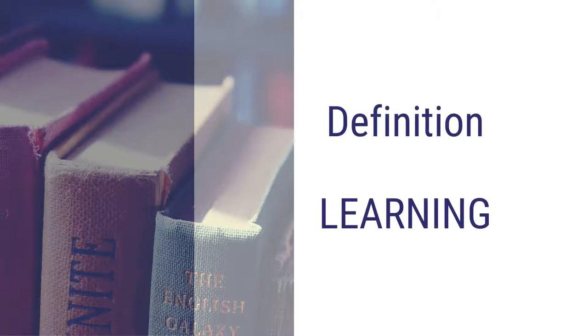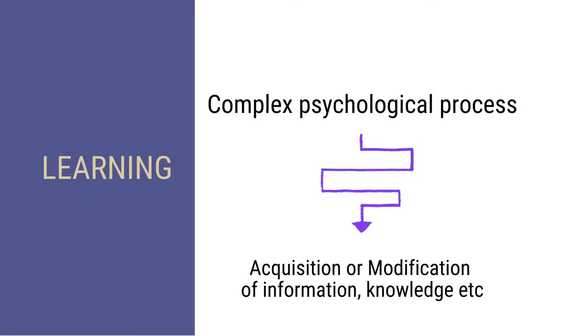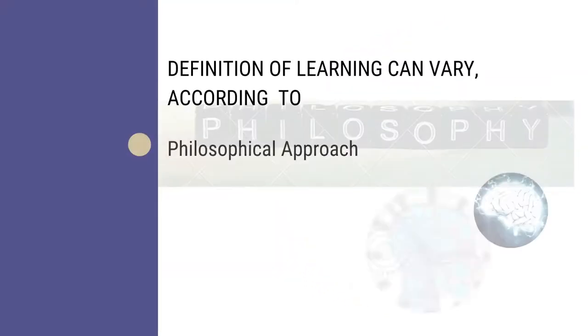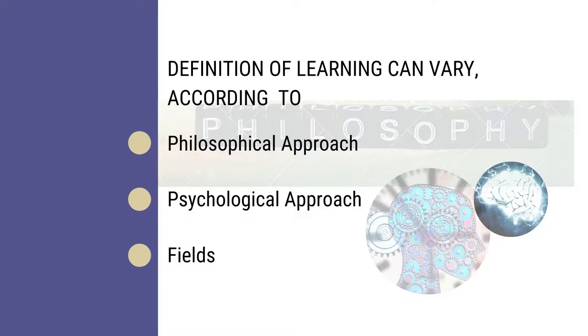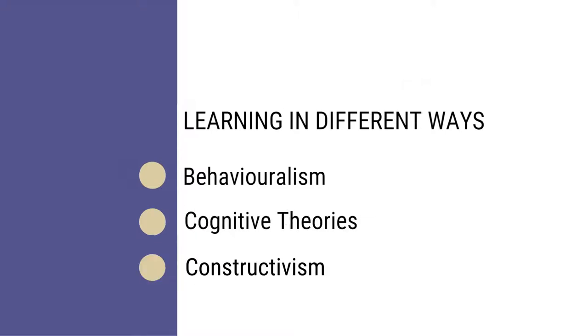Here we can find a definition of learning adapted from UIS, which defines it as a complex psychological process that is related to the acquisition or modification of information, knowledge, etc. through ways such as study or practice. One must note that the definition of learning can vary according to the philosophical or psychological approaches or fields. Behaviorism, cognitive theories, and constructivism define learning in different ways.